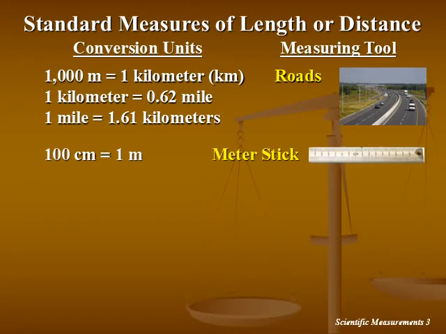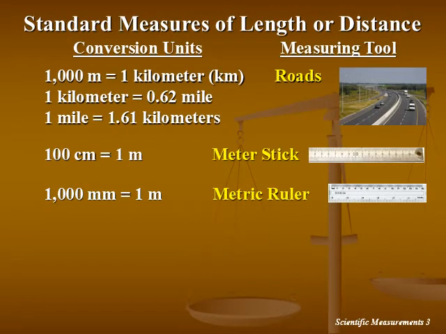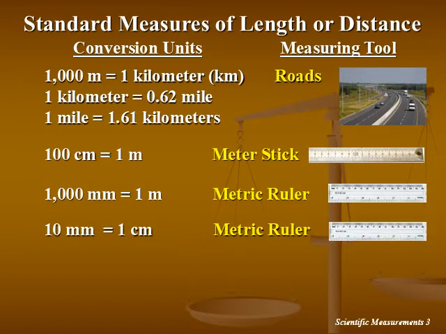There are 100 centimeters in 1 meter. The prefix centi comes from the Latin word for 100. The metric stick is used to measure centimeters. There are 1000 millimeters in 1 meter. The prefix milli comes from the Latin word for 1000. The shorter metric ruler is normally used to measure millimeters. There are 10 millimeters in 1 centimeter, and the metric ruler is normally used to measure centimeters.